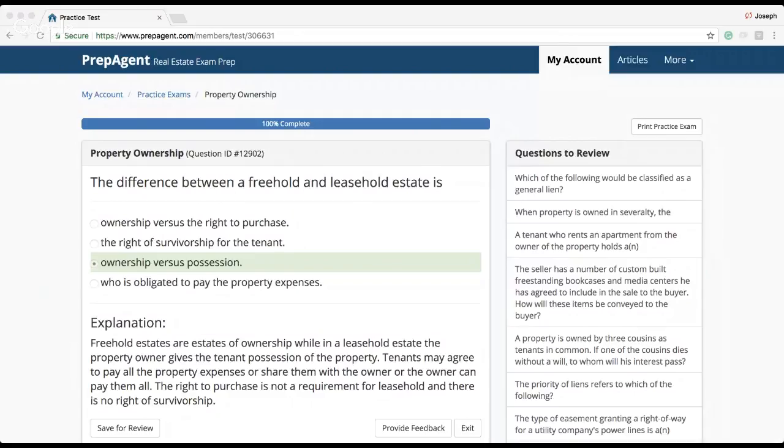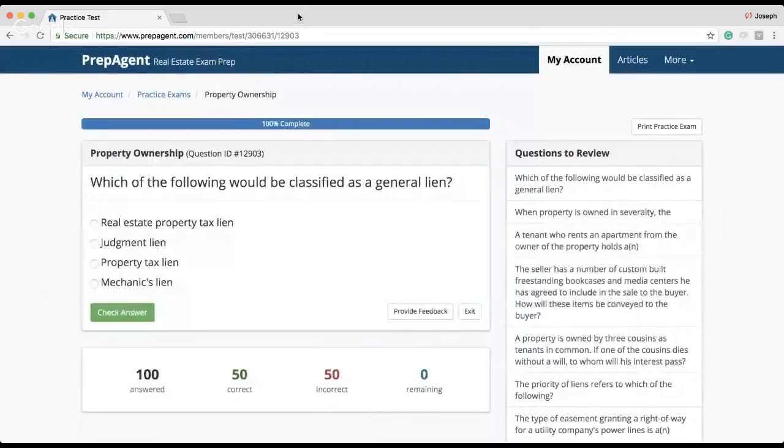Okay, I see Tanya wrote tenancy in common and Allison wrote joint tenancy. Those are different types of ownership, which we'll go over in a little bit. We're going to go over that today. So hold that thought. But those don't have to do with estates. They have to do with type of ownership. Okay, next question.